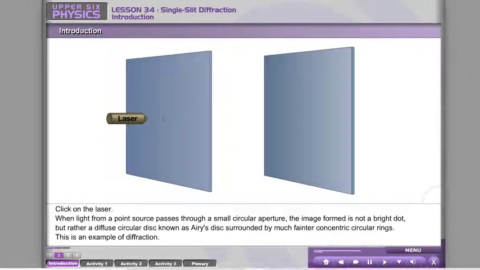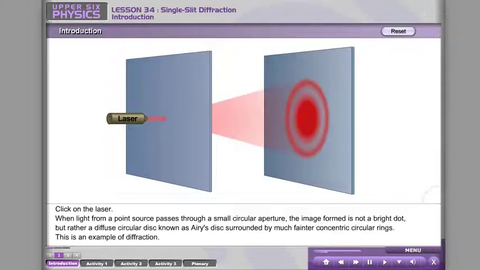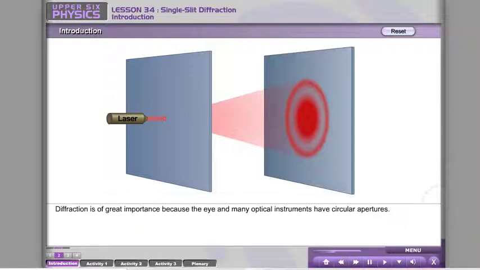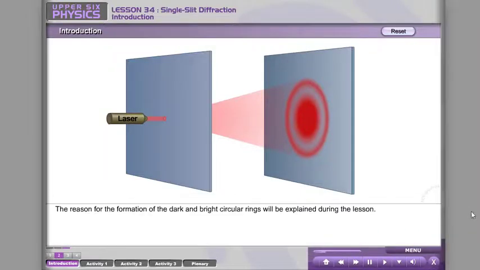Click on the laser. When light from a point source passes through a small circular aperture, the image formed is not a bright dot, but rather a diffuse circular disk known as Airy's disk, surrounded by much fainter concentric circular rings. This is an example of diffraction. Diffraction is of great importance because the eye and many optical instruments have circular apertures. The reason for the formation of the dark and bright circular rings will be explained during the lesson.